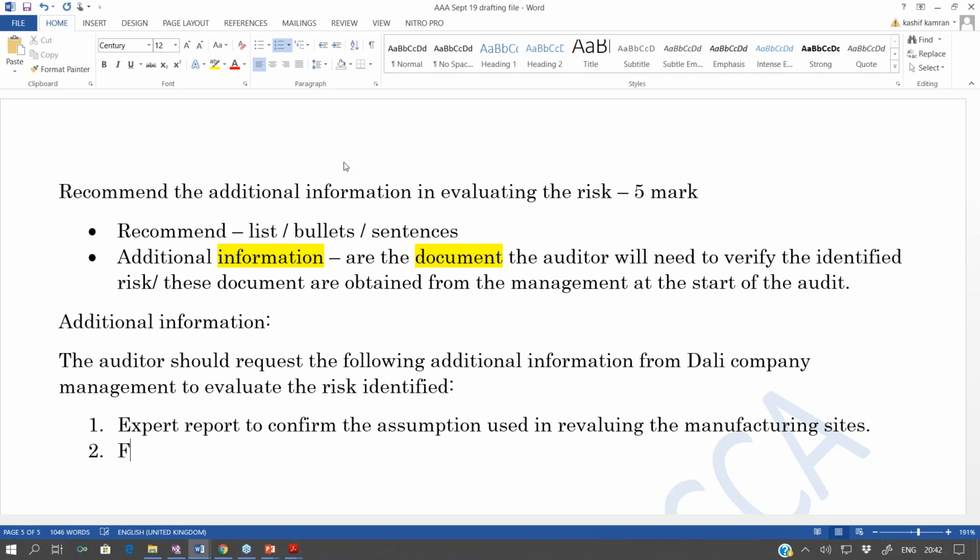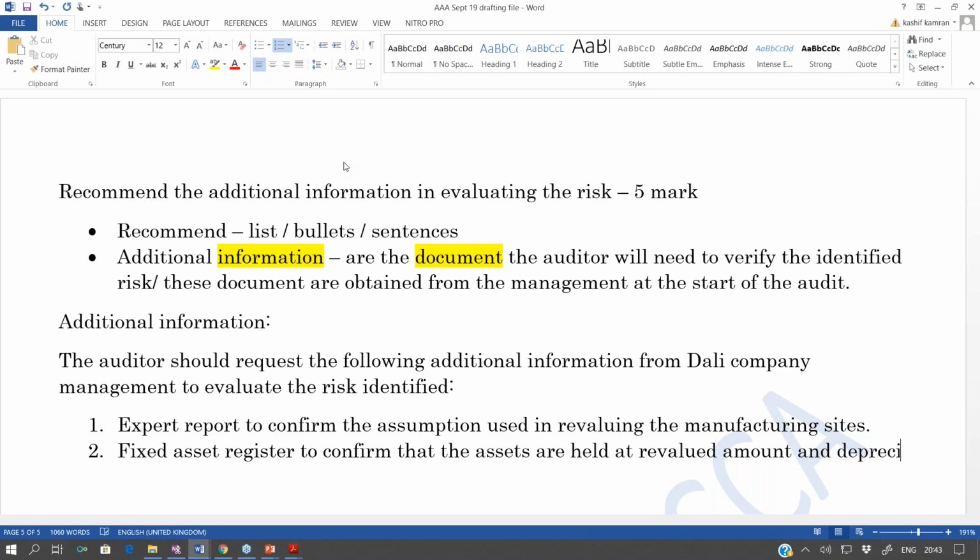Yes. Do I need the fixed asset register to confirm that the assets are held at the revalued amount? The assets are held at the revalued amount and are depreciated on the revalued amount.